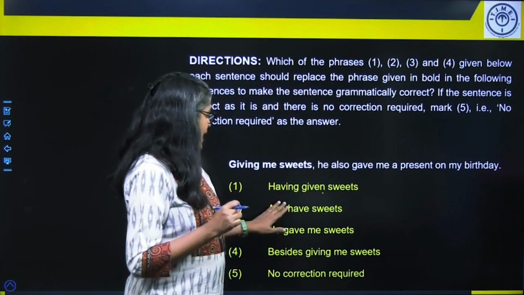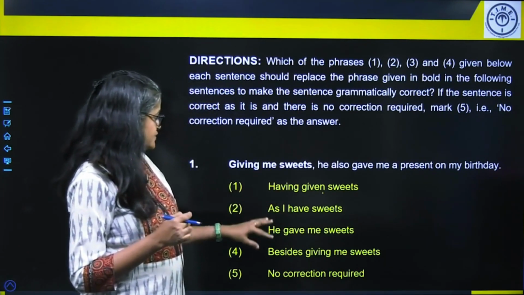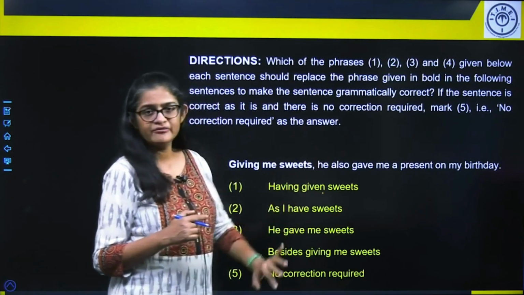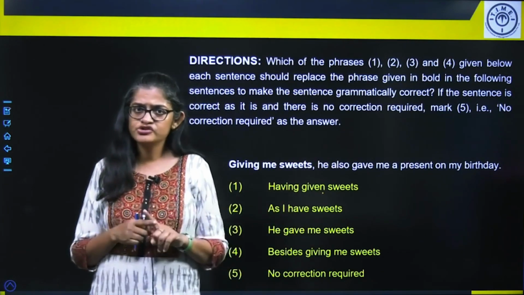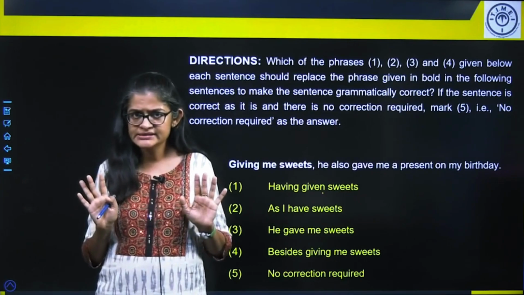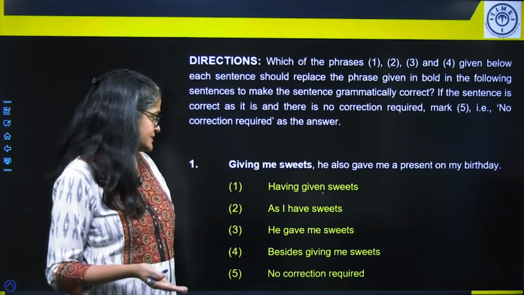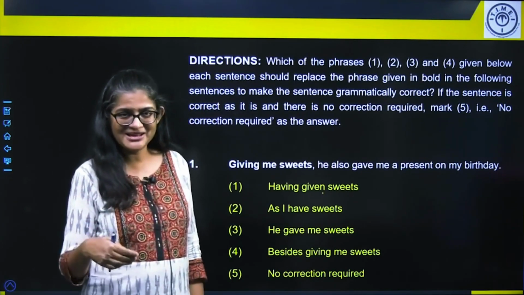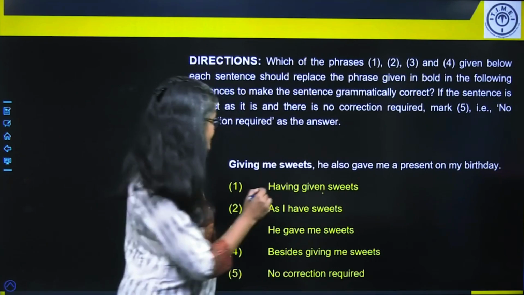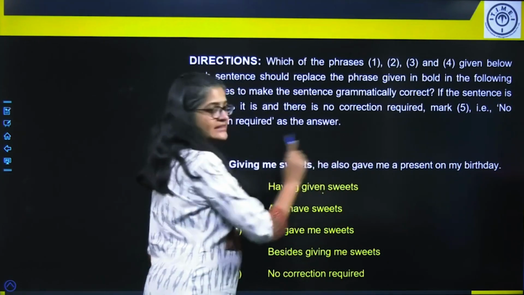As I have sweets, he also gave me a present. It does not make logical or grammatical sense, right? If I have sweets, why should he give me a present? And also this is in the present tense and this is in the past tense.